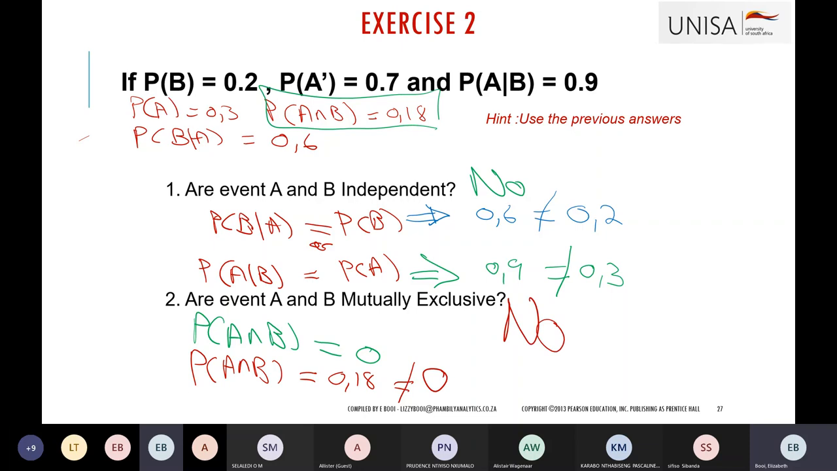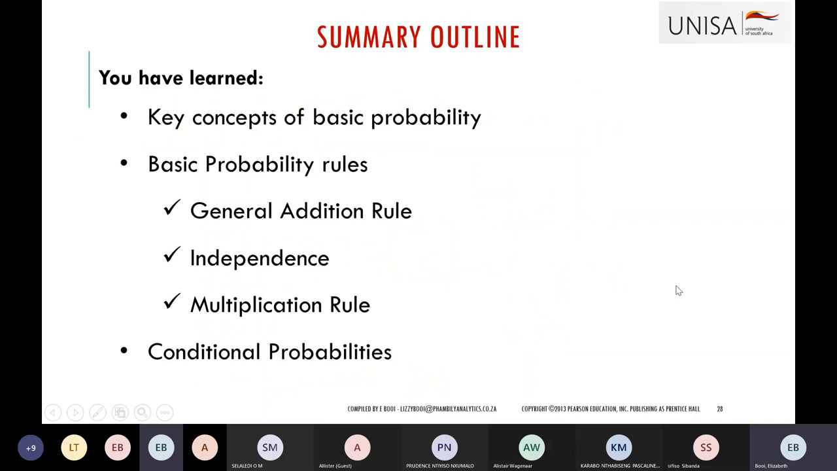And that is how you test whether statements that you are given are mutually exclusive or independent, by using the formulas that you know. Okay. And that concludes what we were supposed to cover on Saturday. And with that, we can move on into the activities for today. Any questions?